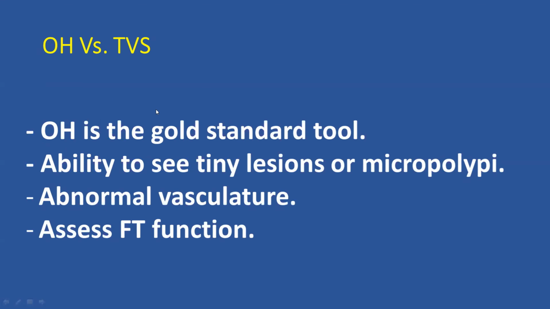Hysteroscopy is superior to transvaginal sonography. Of course, transvaginal ultrasound is the first line for screening of your patient, but sometimes it looks normal, while hysteroscopy can show some findings because hysteroscopy is the gold standard. It can see tiny lesions like tiny micro polyps that cannot be easily seen by transvaginal sonography, even three-dimensional. It can also show abnormal vasculature, which is not seen even by three-dimensional, in addition to assessment of the fallopian tube functions. In our study, the results of hysteroscopy and transvaginal sonography were more or less similar and complementary.